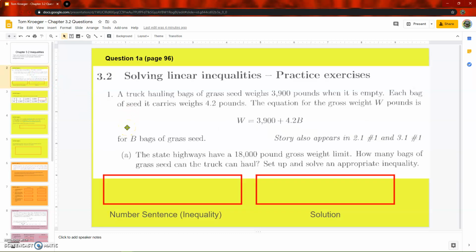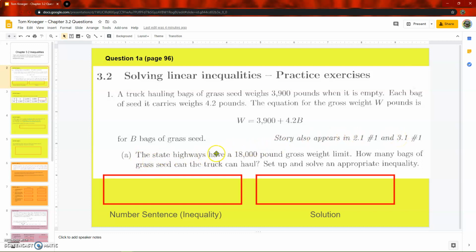Question 1. A truck hauling bags of grass seed weighs 3,900 pounds when it's empty. Each bag of seed it carries weighs 4.2 pounds, and the equation for the gross weight, W, in pounds, is given by W equals 3,900 plus 4.2 times B for B bags of grass seed. Remember, W is counting the total gross weight of the truck, and B is counting the number of bags of grass seed. This was a story that was in earlier lessons as well.